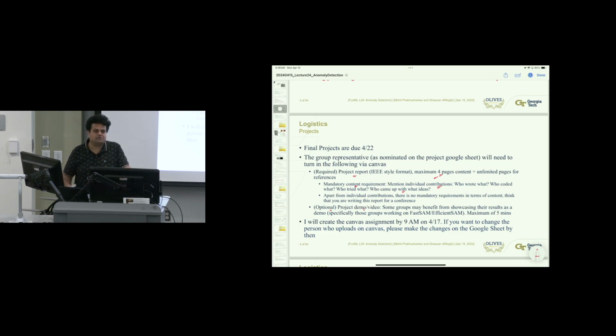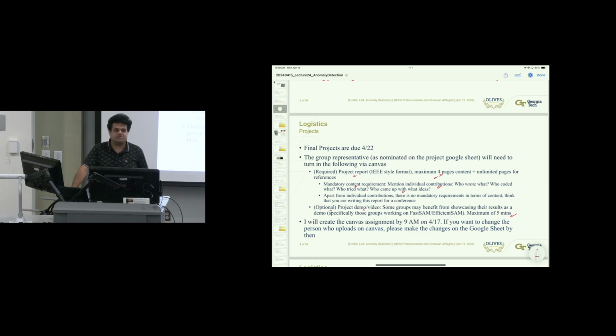Not all groups require this. It could be an optional part within your uploading materials. Maximum of 5 minutes. I'm just putting it here, but it's up to you in terms of the length of the demo or video you want to do. Ideally, it shouldn't go above 5 minutes, but if it does, it's fine.